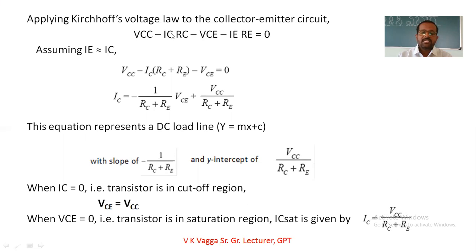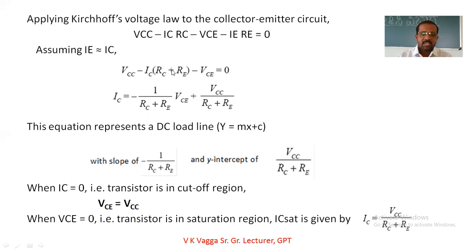I am going to take IC as the common factor. If I take IC as the common, I get IC times RC plus RE, and whatever the remaining part is, it remains the same. So this is equal to VCC minus IC into (RC plus RE) minus VCE is equal to 0. After simplification, you can see you get the same equation.